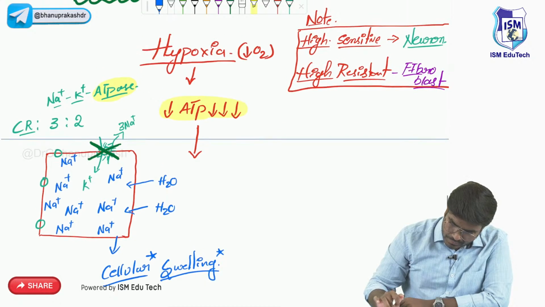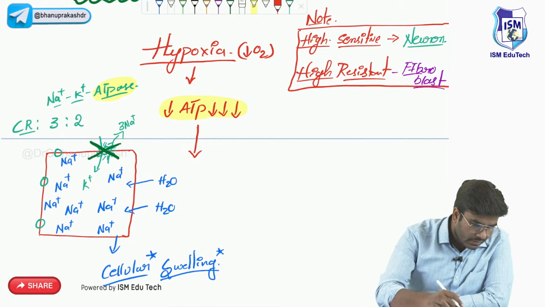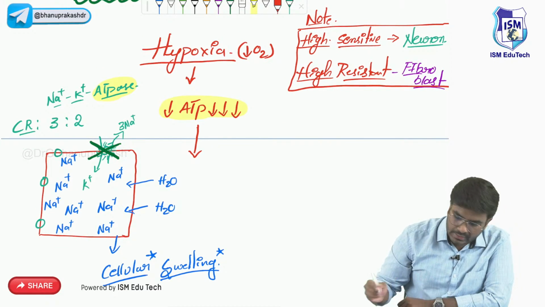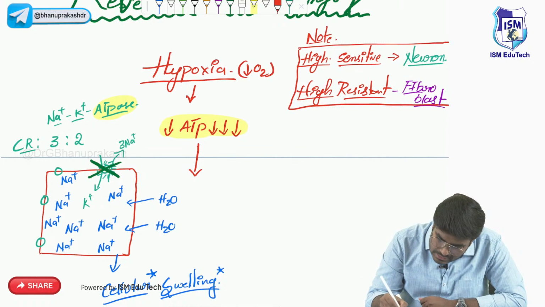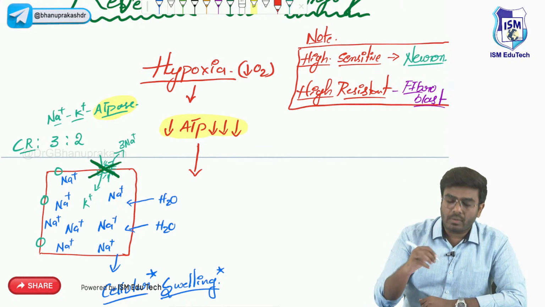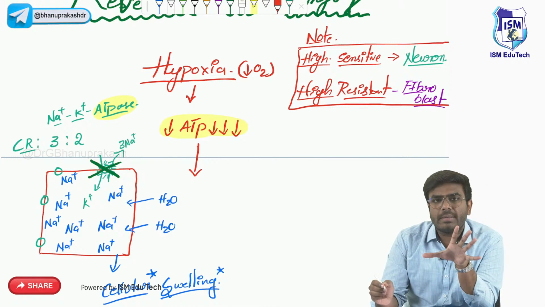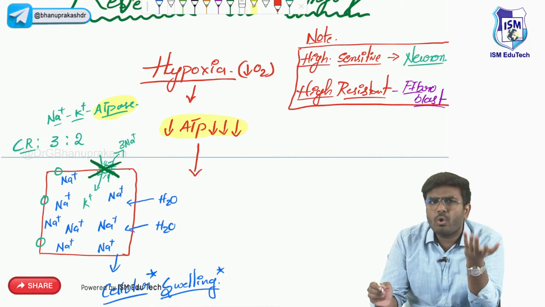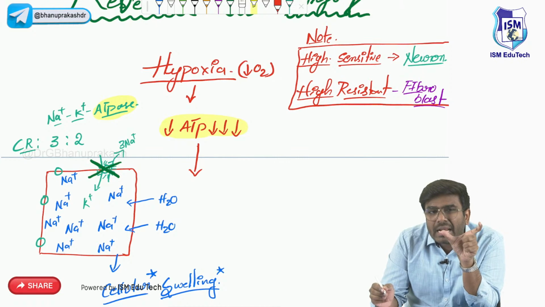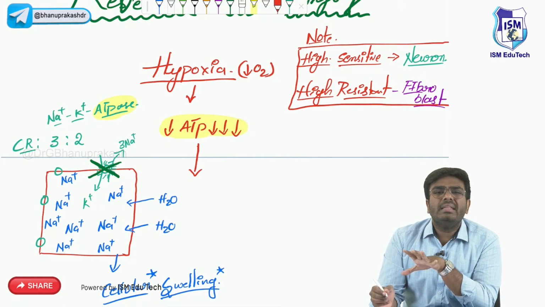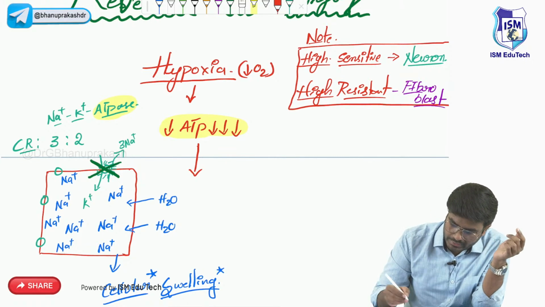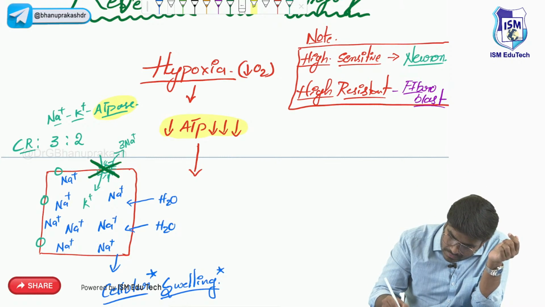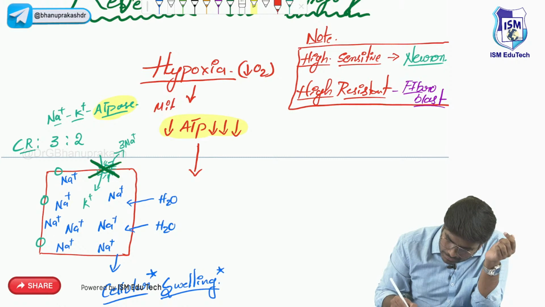Now, two important questions which will come in your exam. The first: what is the first change that will be seen in cell injury? I want you to add one more point. Whenever there is hypoxia, meaning no oxygen, which cell organelle will be affected? In the entire cell injury chapter, the one organelle which is highly important and the answer for most questions is mitochondria, guys. Whenever there is hypoxia, the first organelle that will be affected is mitochondria.